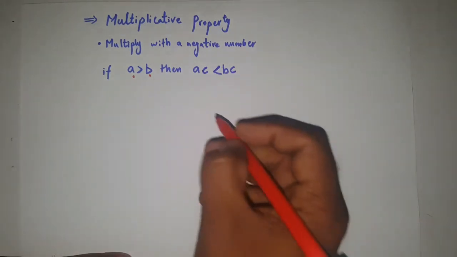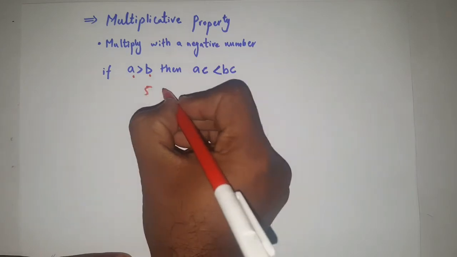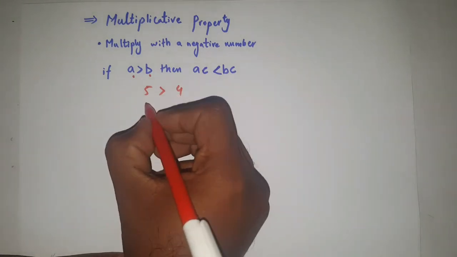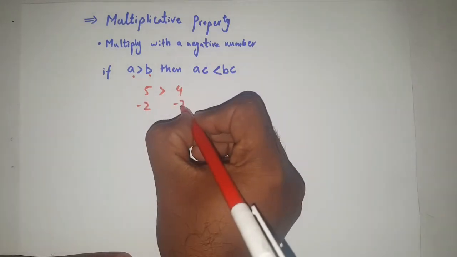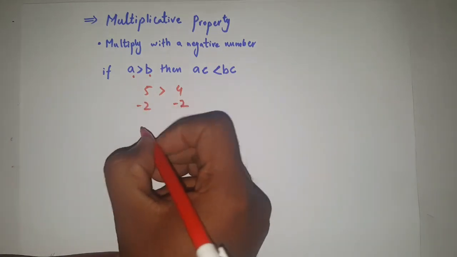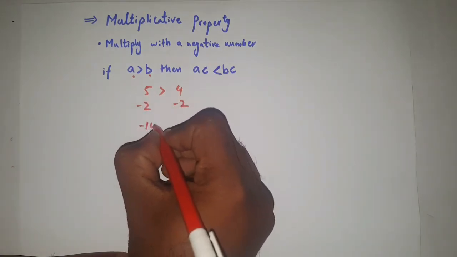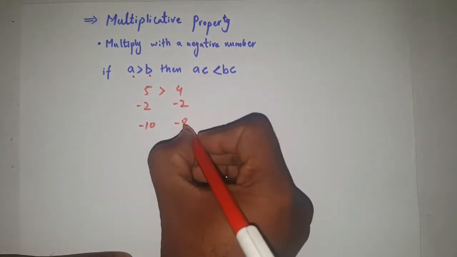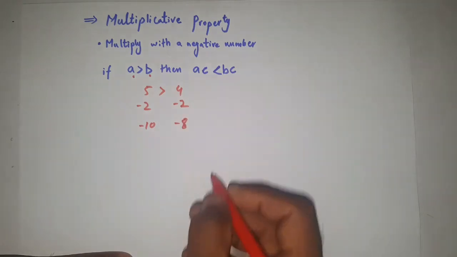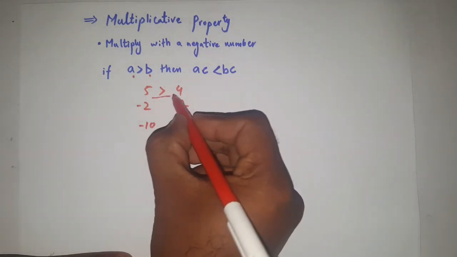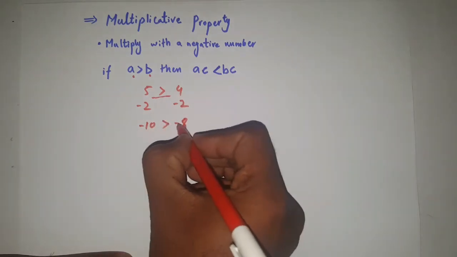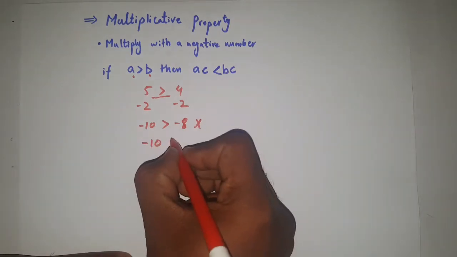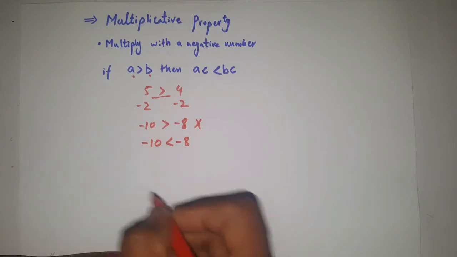Let's see an example. 5 is greater than 4. If I multiply on both sides with minus 2, 5 multiplied by minus 2, the answer is minus 10, and 4 multiplied by minus 2, the answer is minus 8. If I follow the statement, minus 10 would be greater than minus 8. But this is not true. Minus 10 is less than minus 8.